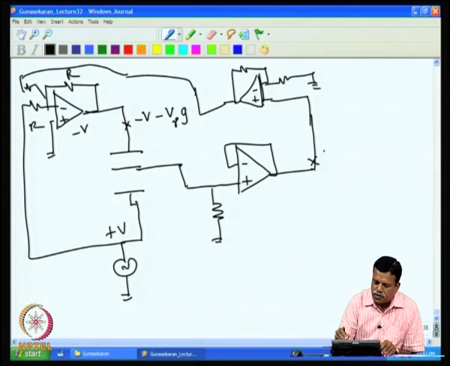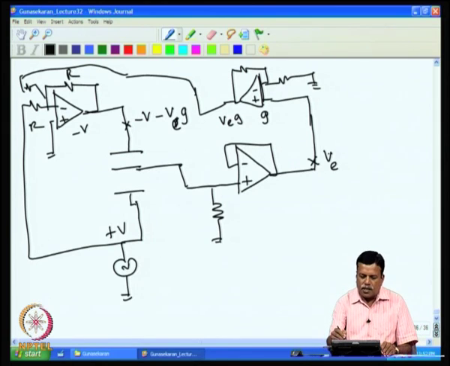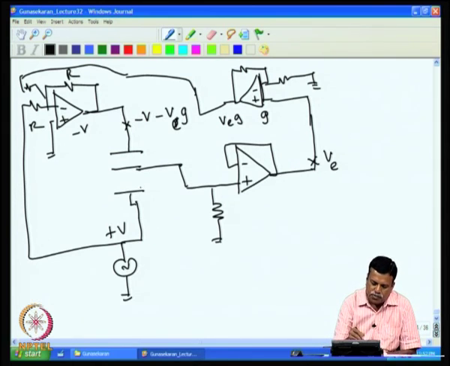For example, if this is the error voltage V error, and this has a gain G, then whatever voltage is there is multiplied and it comes as VE into G here, and that is minus and put here. So, if, for example, this plate is close by, then the plus voltage will be more, that will increase this voltage, such that more current comes here and the output voltage starts coming down.